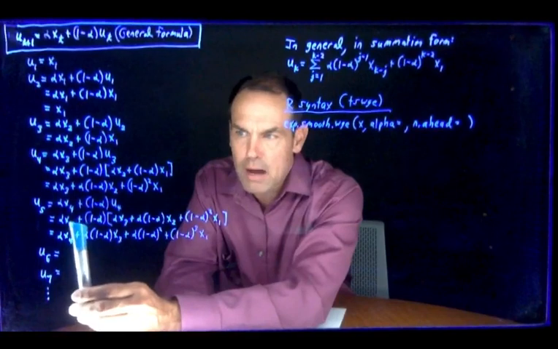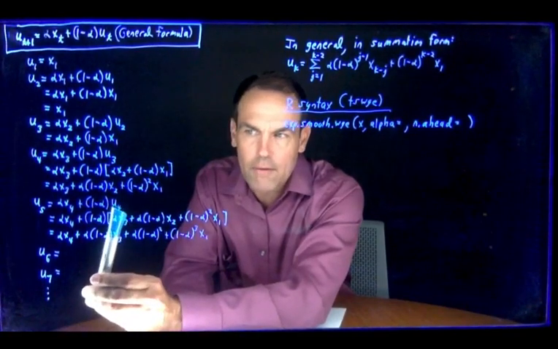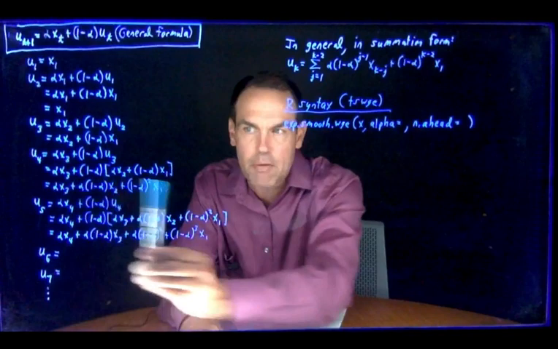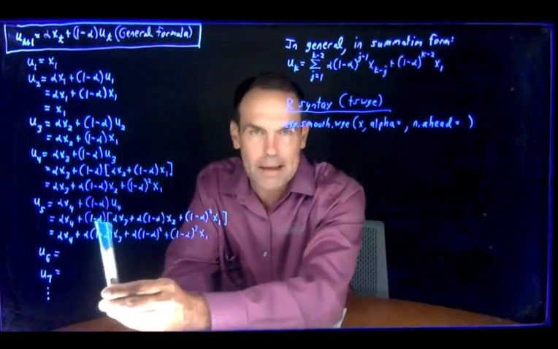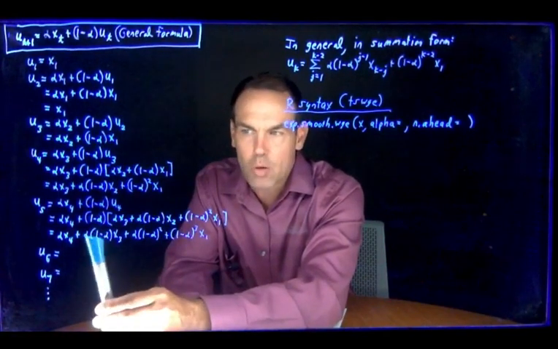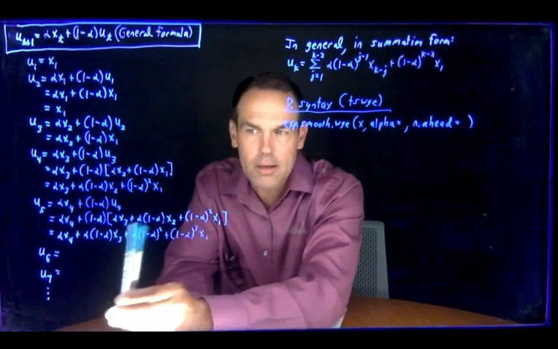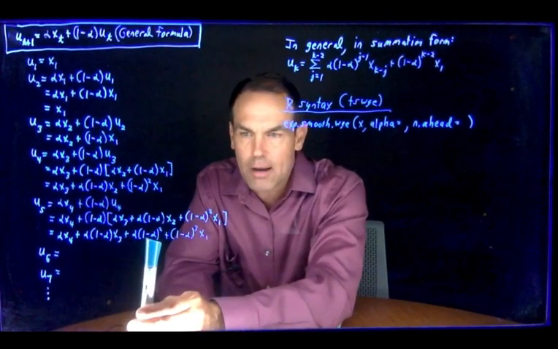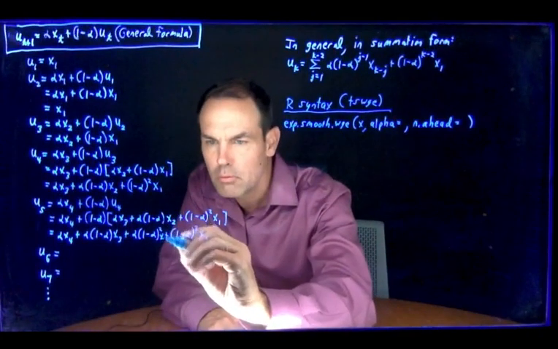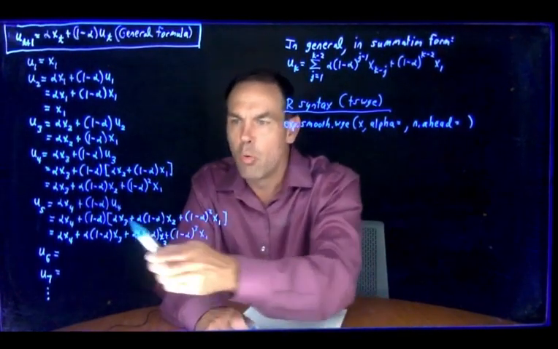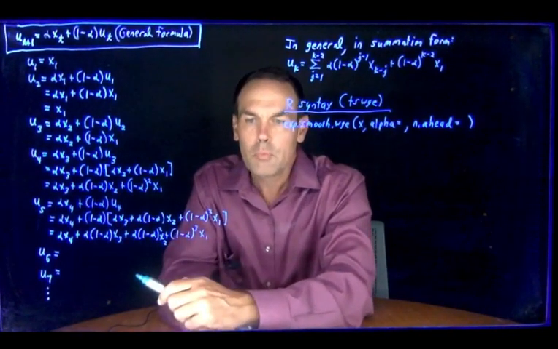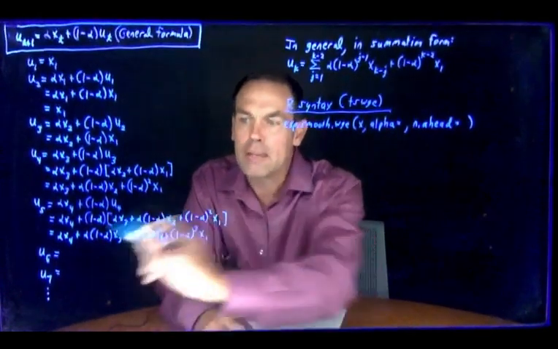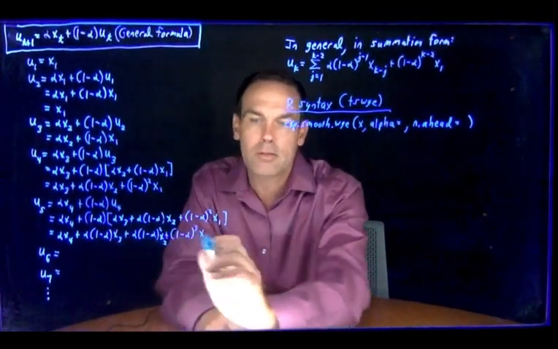and that will give us alpha x4 plus 1 minus alpha. Plug in the value of u4 from before, the step before, and put it in this big bracket. And then let's multiply through 1 minus alpha. We have alpha x4 plus alpha (1 minus alpha) x3 plus alpha (1 minus alpha) squared times x2 plus (1 minus alpha) cubed times x1, and so on. Again, you see the pattern, x4, x3, x2, x1.